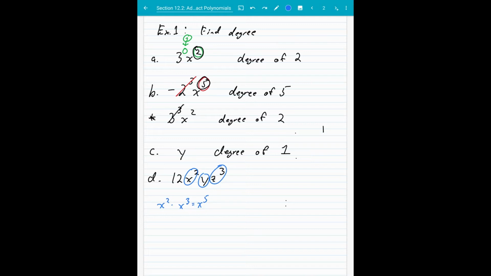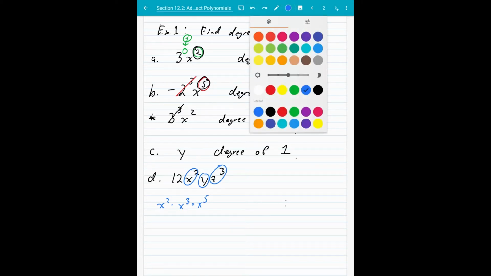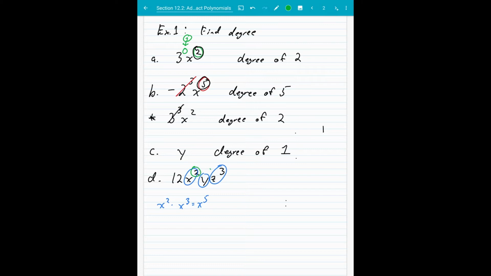So hypothetically, if all of these bases multiply with each other, even though we can't combine them, we can still add up all the exponents to see what the degree would be. So 2 plus 1 plus 3 would make a total of 6. So this would be a degree of 6. And that's only if they're all multiplying together.